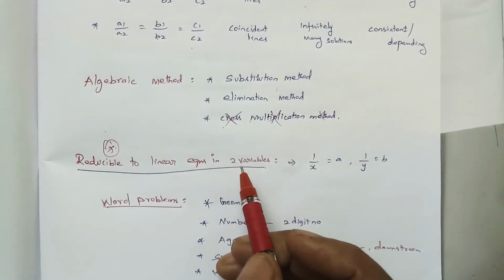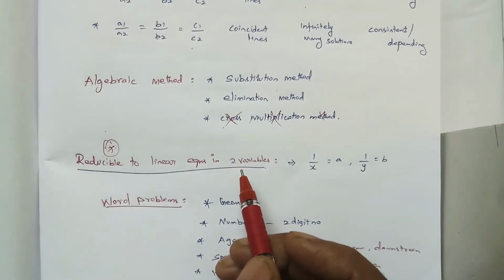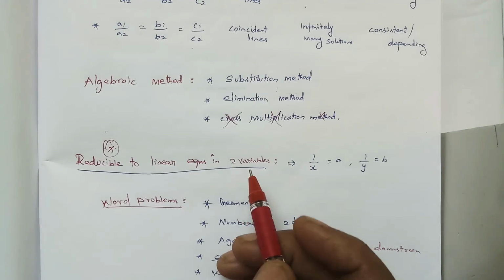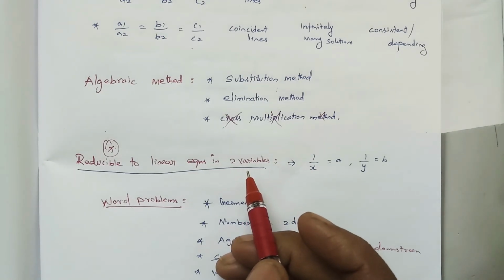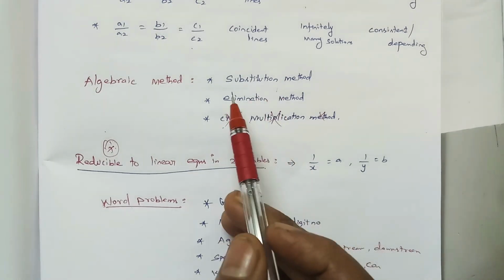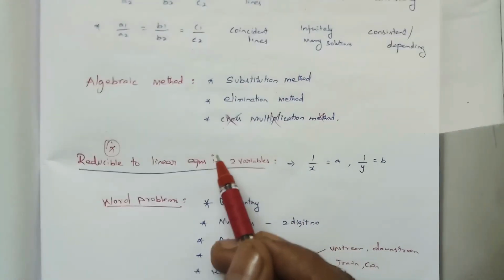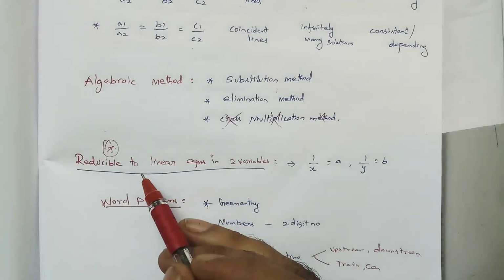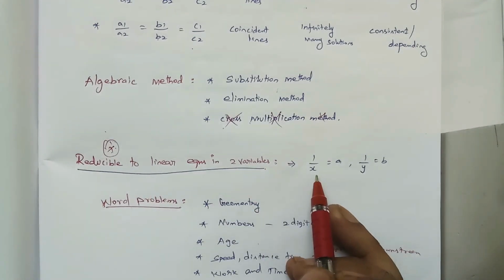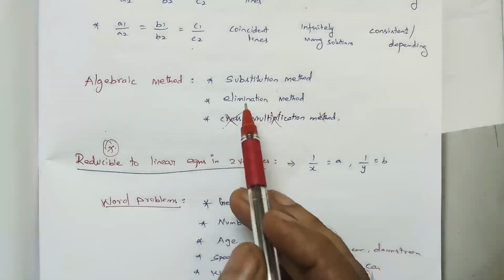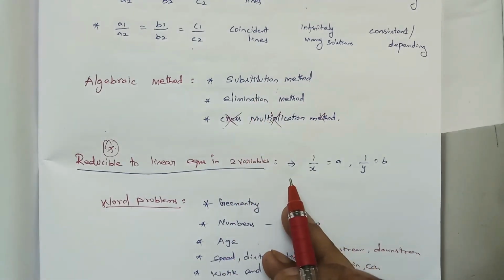While we are seeing the question itself, we can come to the conclusion that this is not a linear equation, because the variables are present in the denominator. So we can't use a direct method, the substitution or elimination method, to find the solutions. So first we want to convert, that is, we want to reduce this equation into a linear equation, and by using this method we are going to find the solutions, right?